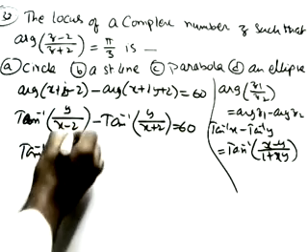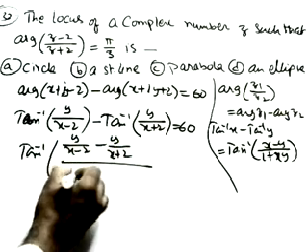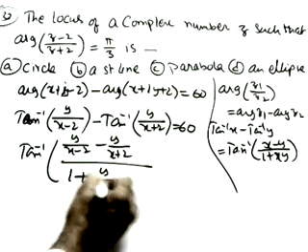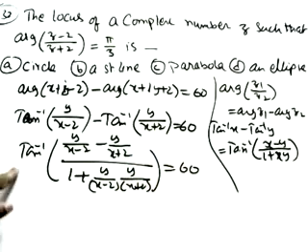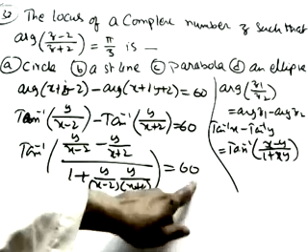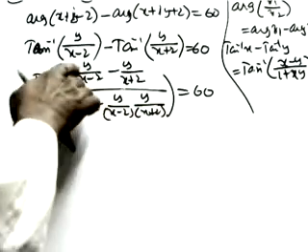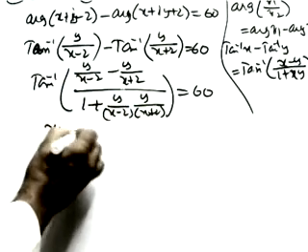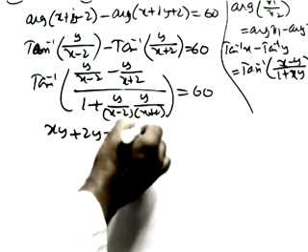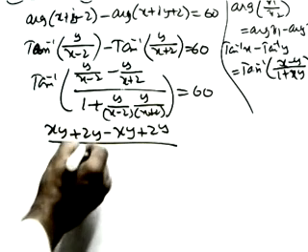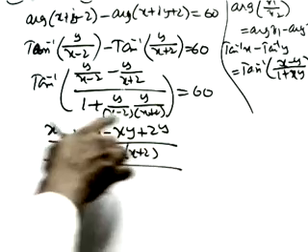Now what is tan inverse x minus tan inverse y? Tan inverse of x minus y divided by 1 plus x into y, equals to 60. Bring this tan here, tan inverse will go, tan 60, and we know tan 60 is root 3. Now if you take the LCM, this will be multiplied: x into y, xy plus 2 into y, 2y, minus xy, minus into minus plus 2y, divided by the denominator x minus 2 into x plus 2.